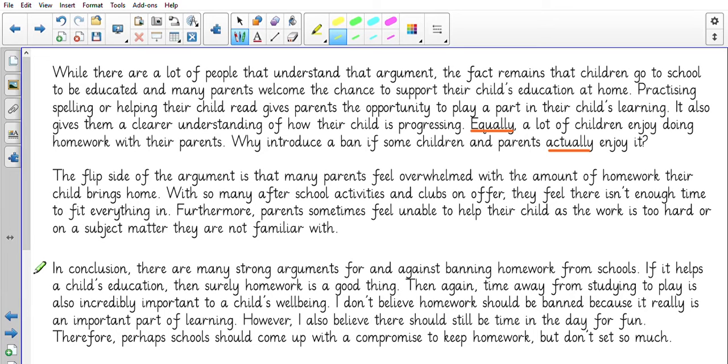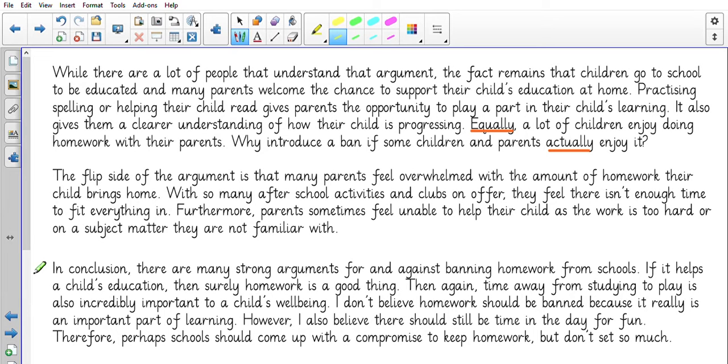In conclusion, there are many strong arguments for and against banning homework from schools. If it helps a child's education, then surely homework is a good thing. Then again, time away from studying to play is also incredibly important to a child's well-being. I don't believe homework should be banned because it is really an important part of learning. However, I also believe there should still be time in the day for fun. Therefore, perhaps schools should come up with a compromise to keep homework but don't set so much.